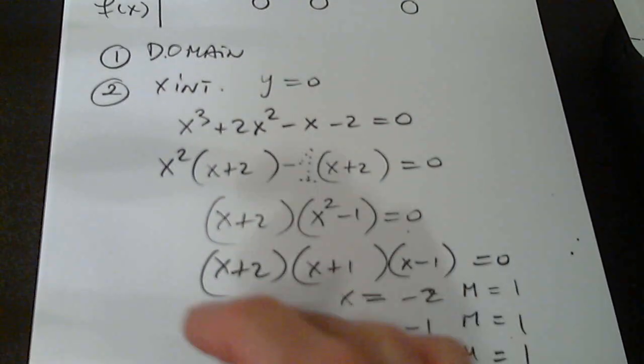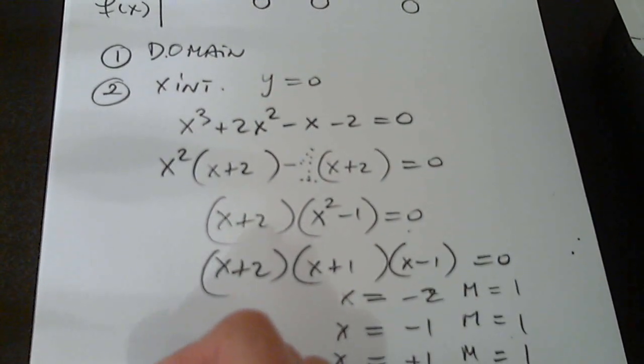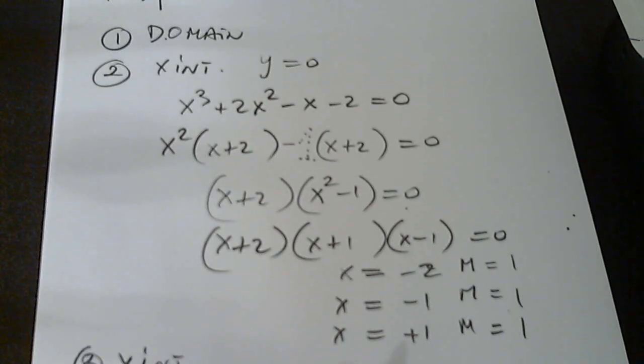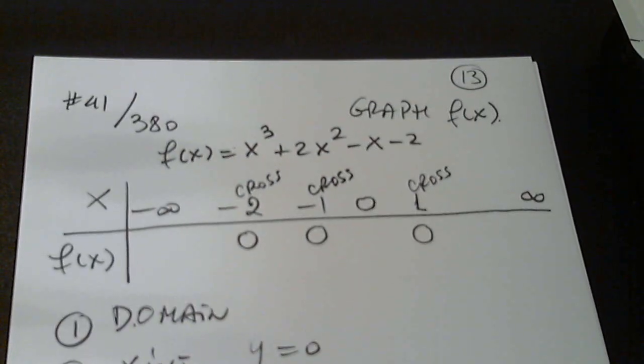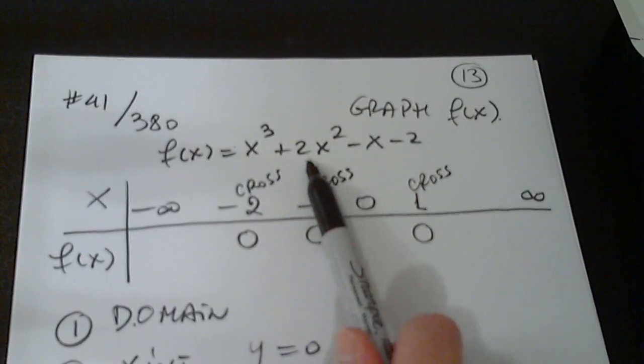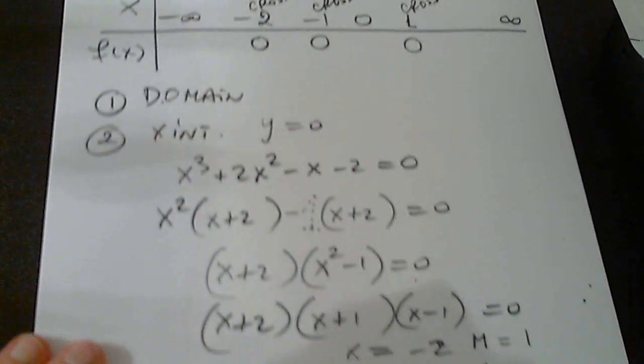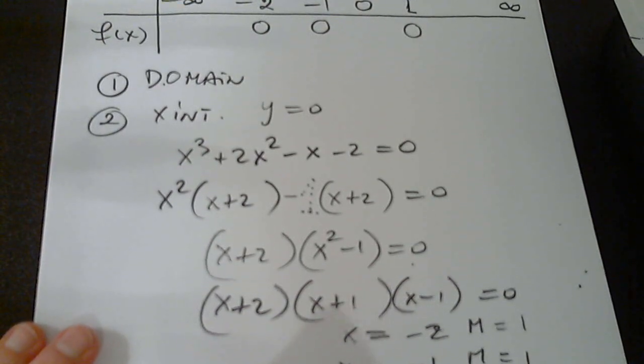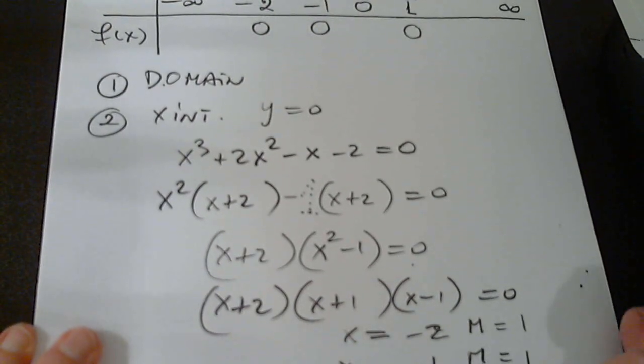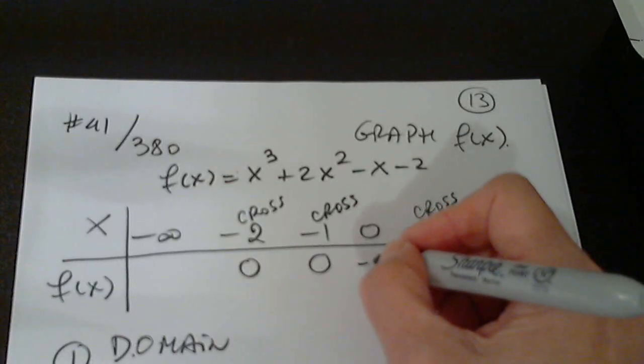Now I need to find the y-intercept. How do I find the y-intercept? That is always easy. Plug in 0 into x. Very good. So when x is 0, f of 0 is negative 2.